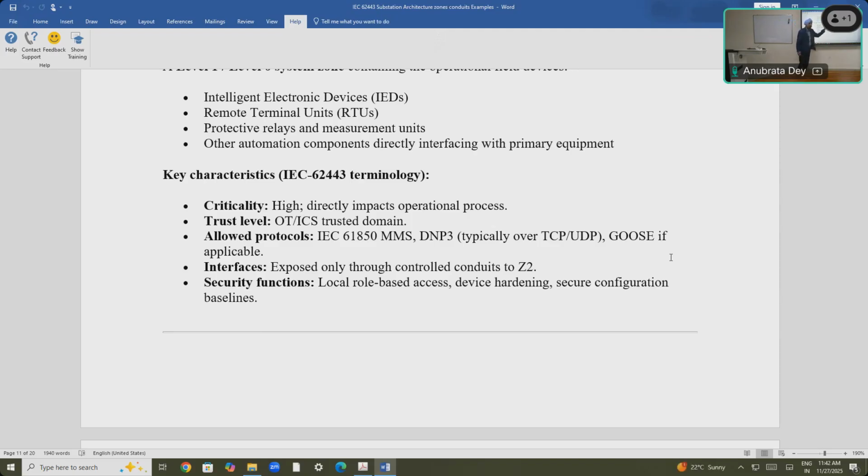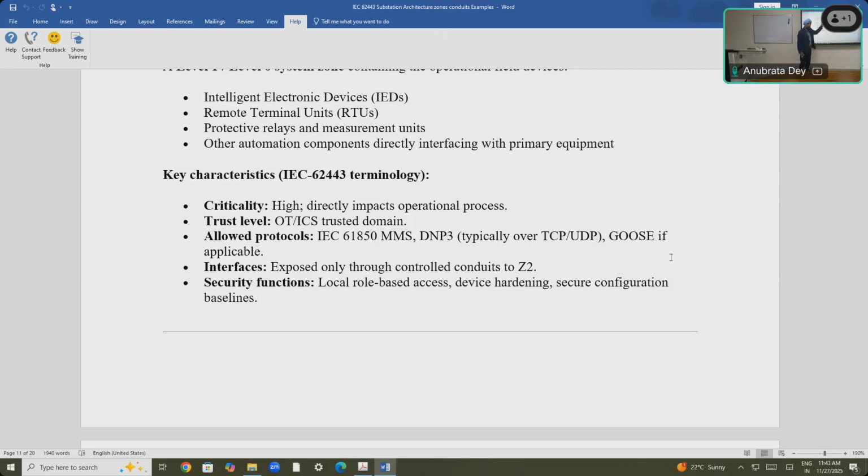What are the protocols that are allowed? DNP, IEC 61850, and so on. If there is GOOSE, it's possible, right? And what is the exposure? Only connection is to zone 2 through a conduit, which will have a firewall, or you will have VPN or something like that, right? Actually, those ones are easy to set, okay? And then what are the security functions? Role-based access, local role-based access, who has access to all those equipment in your zone 1. And you have to actually restrict. See, through communication, you can only contact this zone via conduit.